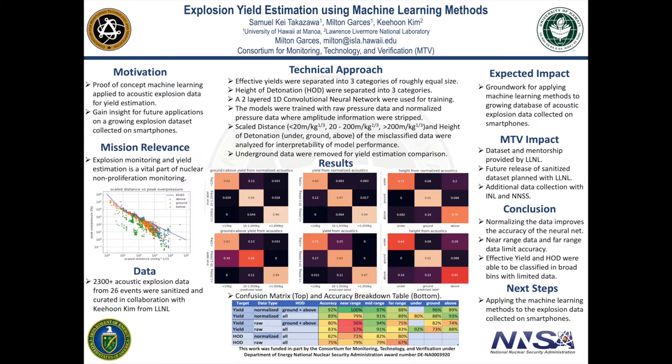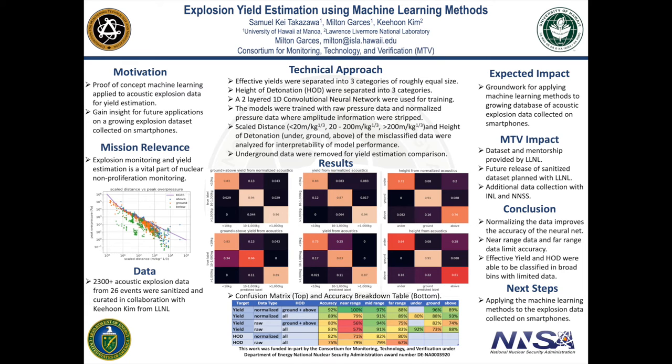Under the confusion matrices, an accuracy breakdown table is shown. Each model's overall performance, along with subcategories, are shown. For raw data, the model struggles with near-range and far-range data, where near-range performs especially worse. The poor performance of the near-range data seems to be alleviated when the data is normalized. When comparing the height of detonation breakdown, we see that the underground explosions are better categorized when using the raw waveforms, whereas the ground and above-ground explosions perform better with normalized data.